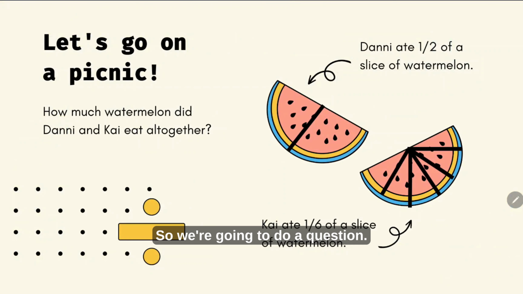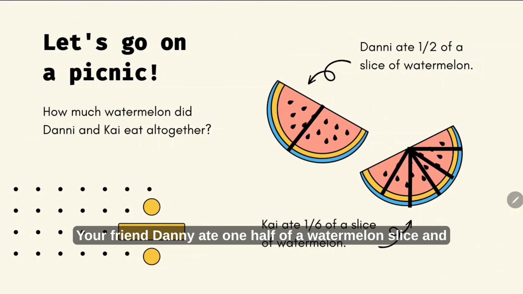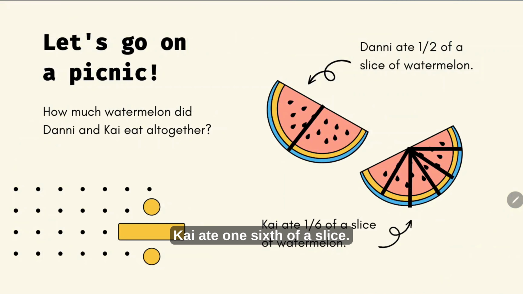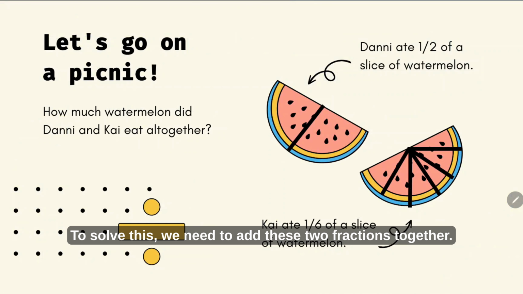So we're going to do a question. Imagine you're on a picnic. Your friend Danny ate 1/2 of a watermelon slice and Kai ate 1/6 of a slice. How much did they eat together? To solve this, we need to add these two fractions together.